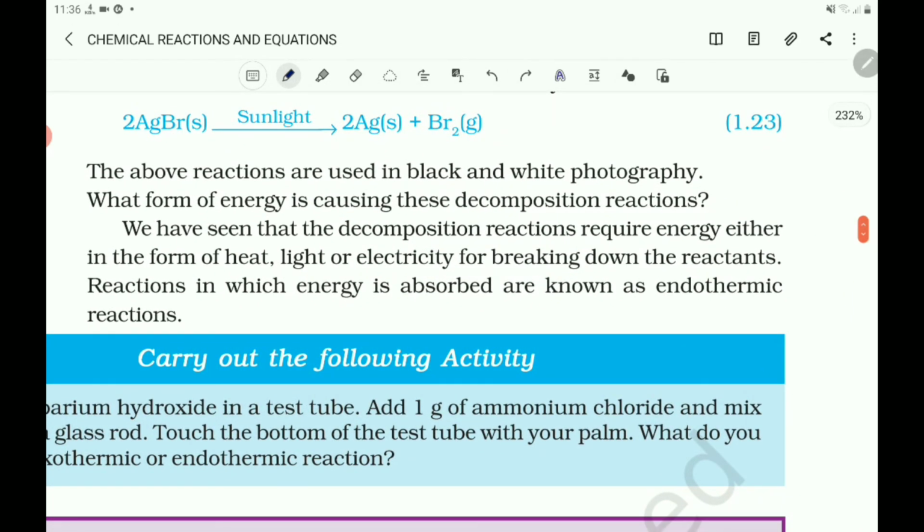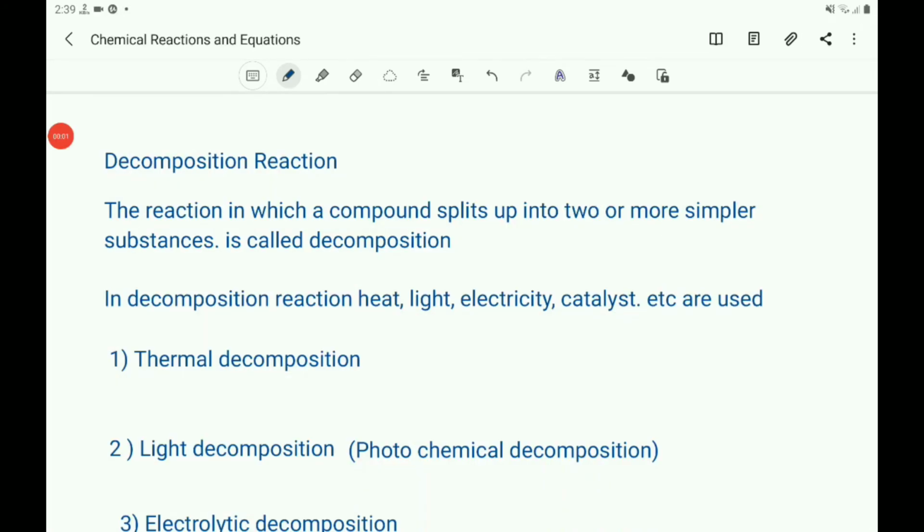So we have seen that the decomposition reactions require energy either in the form of heat, light or electricity for breaking down the reactants. And reactions in which energy is absorbed are endothermic reactions. So most of all the decomposition reactions are endothermic reactions. Here energy is required to break them.